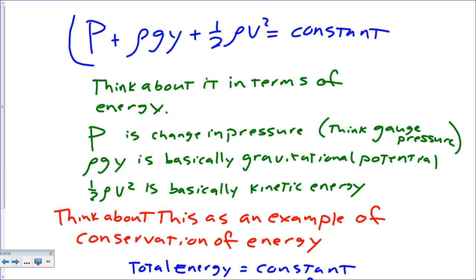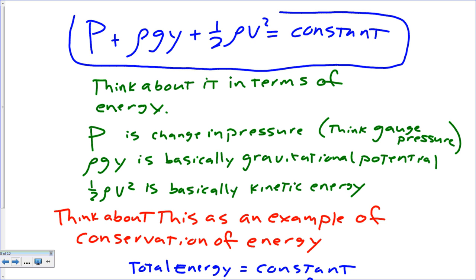P, pressure, is equal to rho g y plus 1/2 rho v squared, and that is constant. I want you to think about this in terms of energy. P is change in pressure. Think gauge pressure. And rho g y is basically gravitational potential for the fluid. And then 1/2 rho v squared is pretty much the kinetic energy of the fluid as it flows.